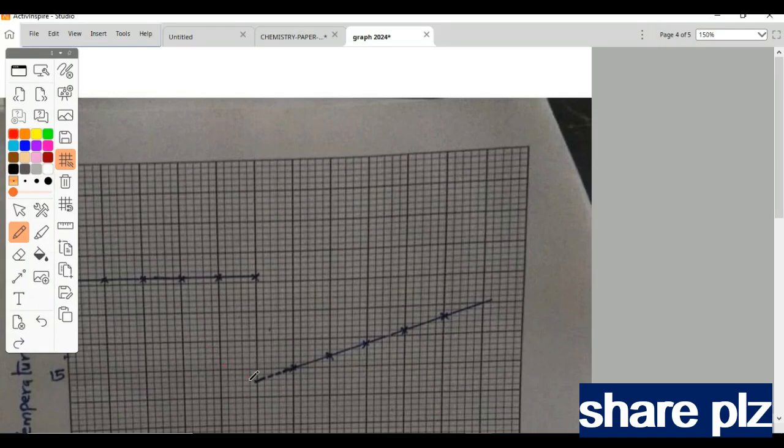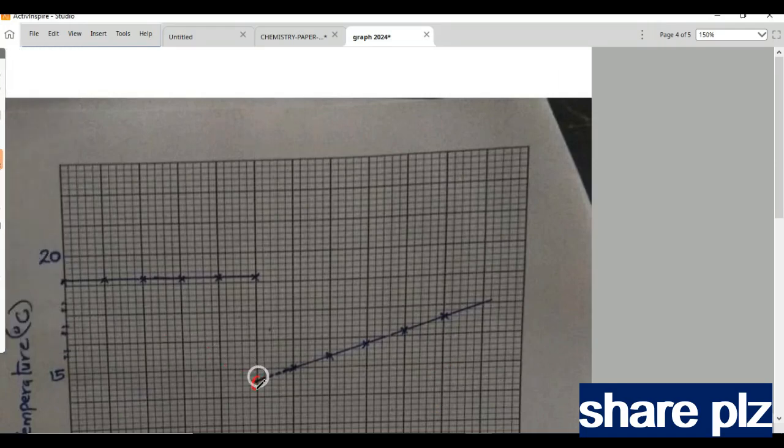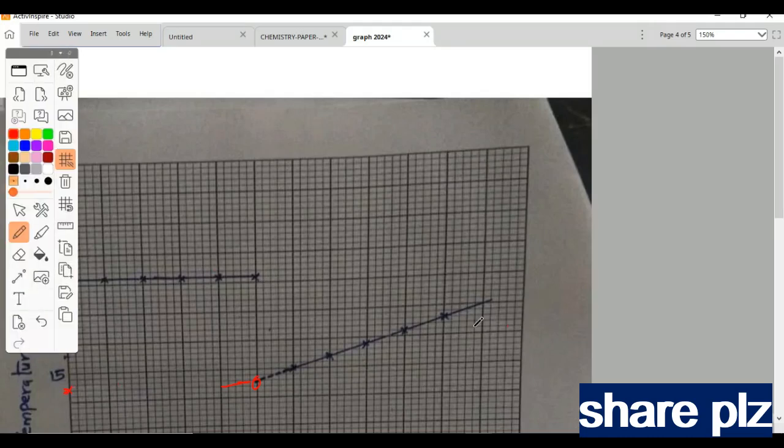Now at this point here, you read what is on the y axis. Now draw a dotted line up to here and read the temperature there, and that is our final temperature.